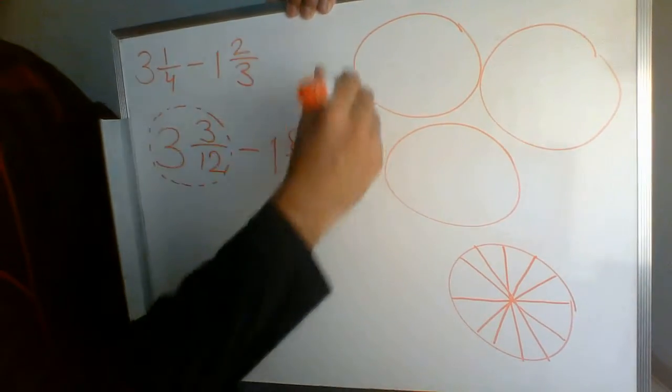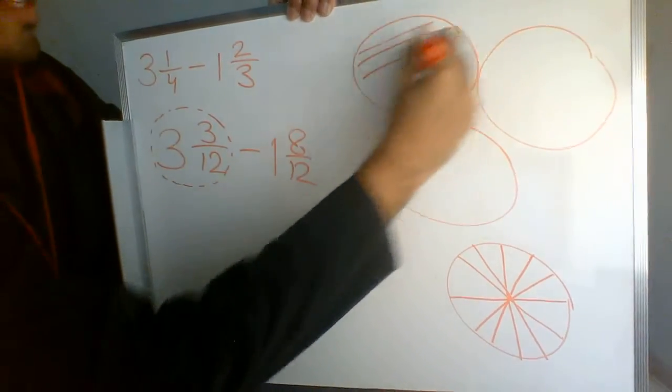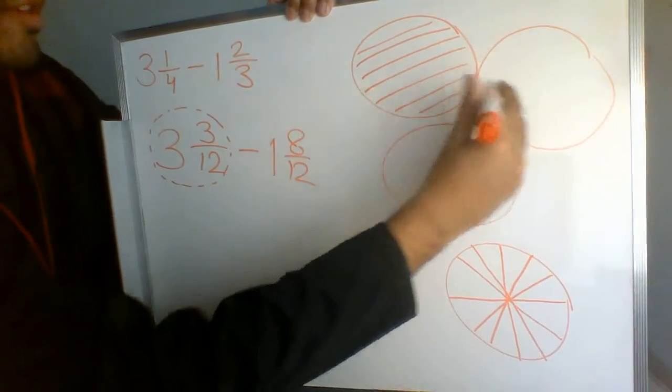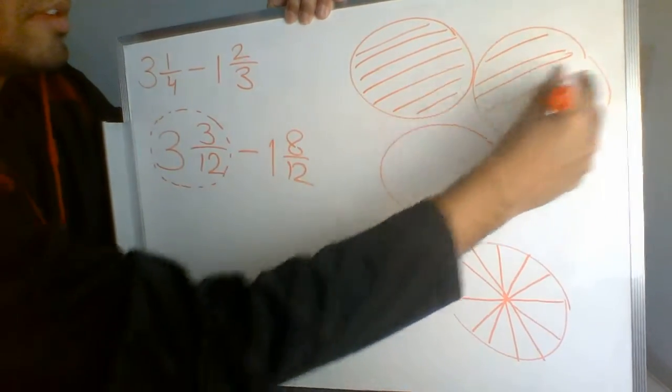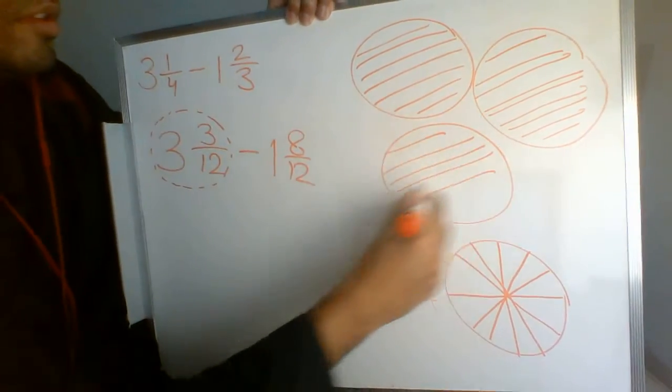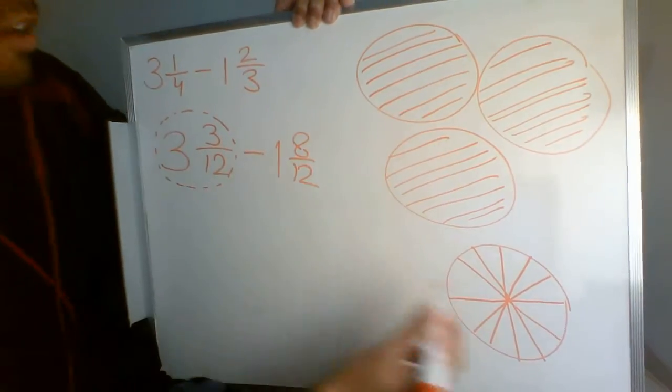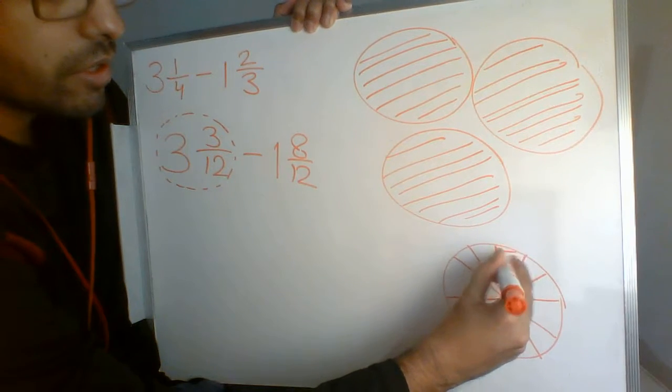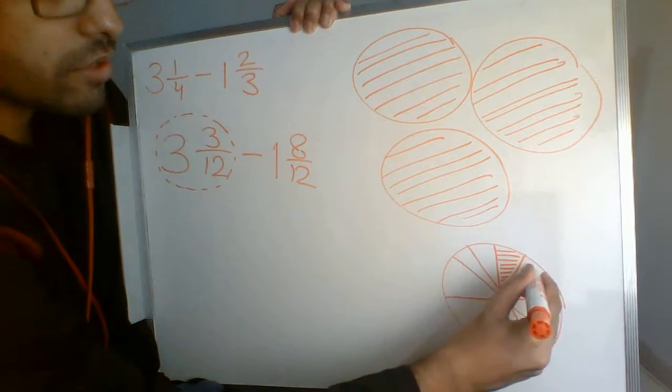But basically what we have is one whole pizza here. Right, so we've got 3 whole pizzas. So that's 1, 2, 3. And then we also have 3/12. So I'll just color in 3/12 of this last one.